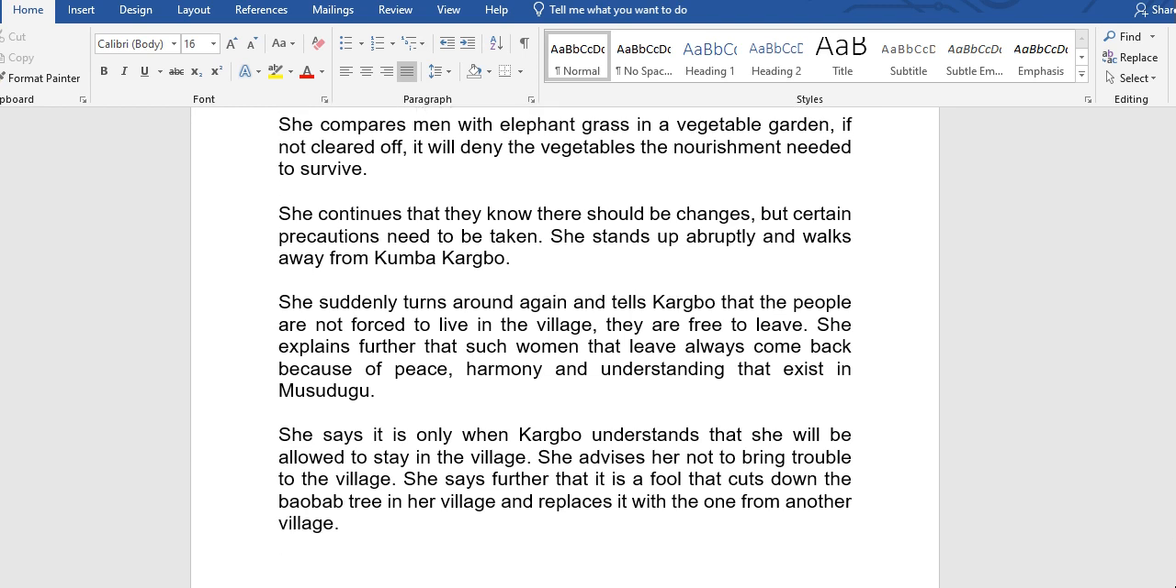She stands up abruptly and walks away from Kumba Kagbo. She suddenly turns around again and tells Kagbo that the people are not forced to live in the village. They are free to leave. She explains further that such women that leave always come back because of the peace, harmony, and understanding that exist in Musudugu.